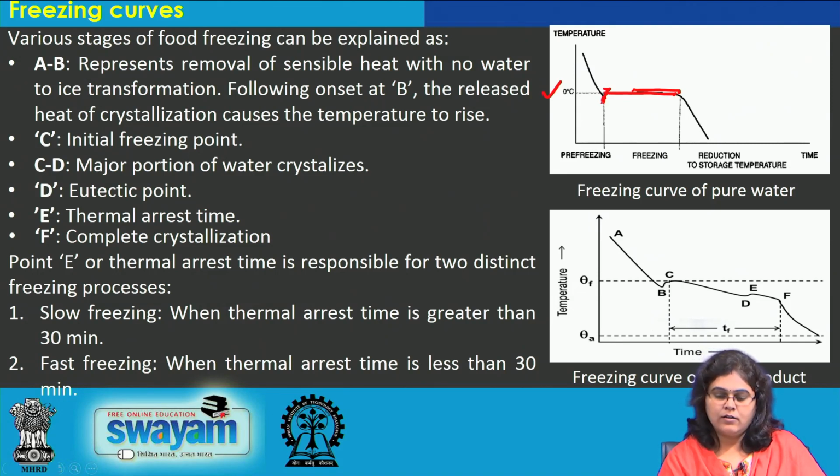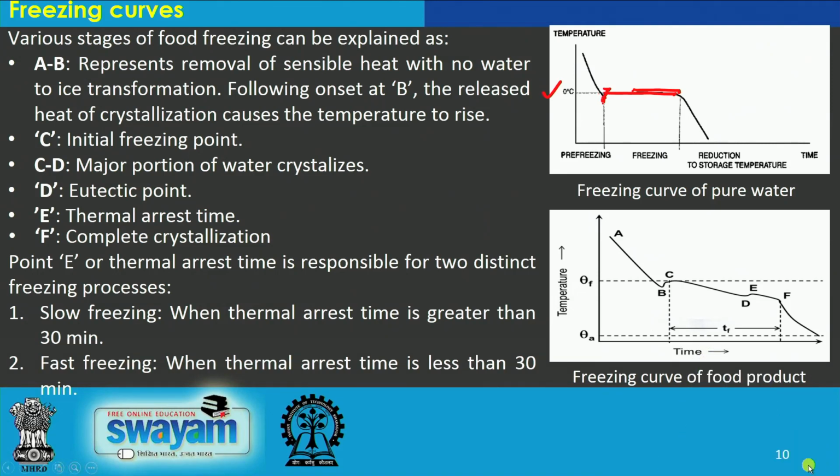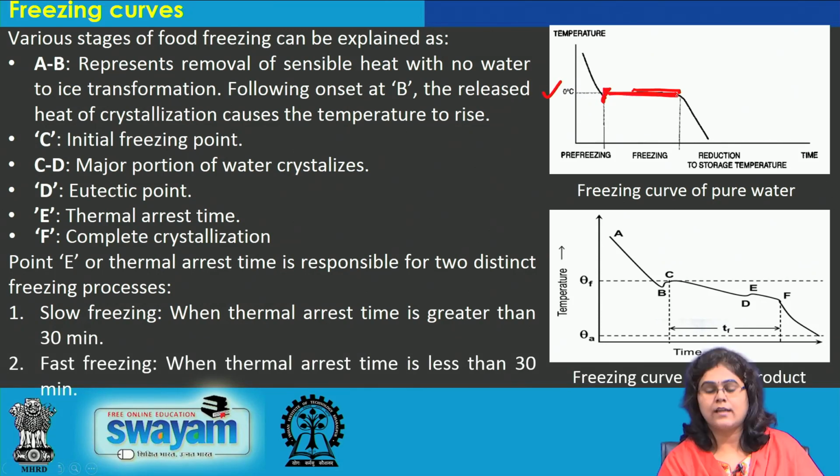So, after subcooling, due to beginning of ice formation, latent heat of fusion is liberated or released and the temperature rises to 0 degree centigrade and remains as it is, and afterwards once all of the water changes to ice, the temperature gradually drops, that is temperature reduction takes place up to the storage temperature.